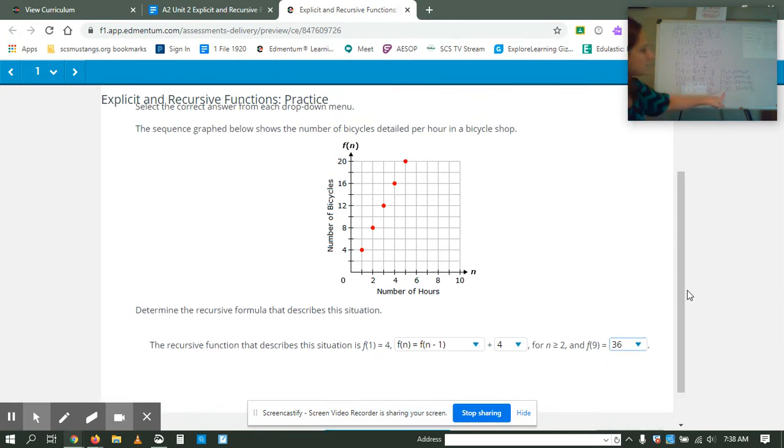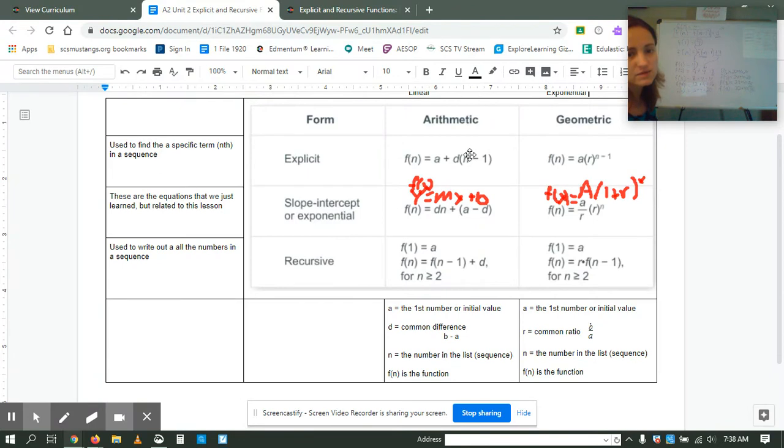There is another way that we could have found this term, we could have found it using our explicit formula. Looking back here, looking at our explicit formula, we could have plugged it in there and got our value that way. Because we know what our A is. We know our A is equal to 4. The first term that we start with is 4.